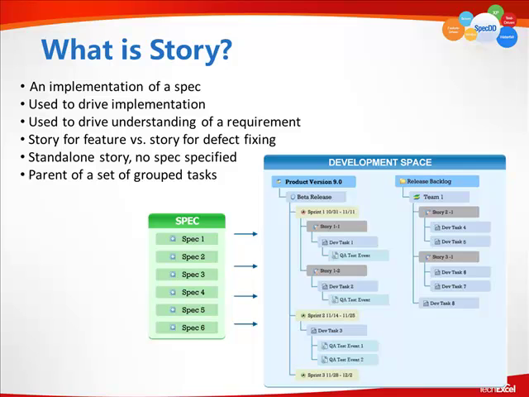So what exactly is a story then? We have our requirement, we have our spec. Those are pretty standard terms in all agile methodologies. But what is a story? So a story is an implementation of a spec. It's an instantiation of a spec. It's a copy of a spec. A story is used to drive the implementation of the original spec. It's also used to drive the understanding of that spec.